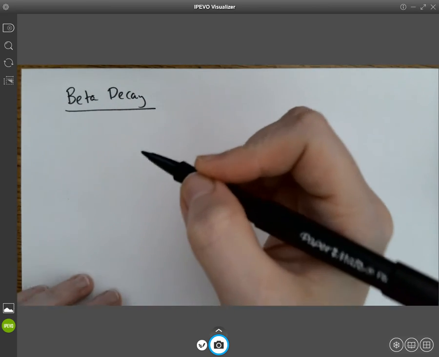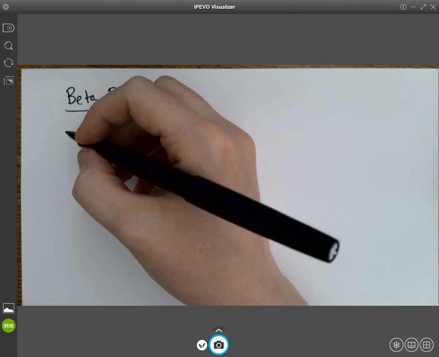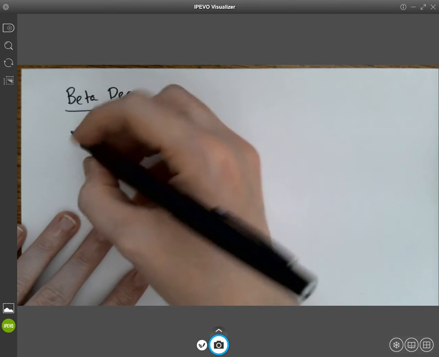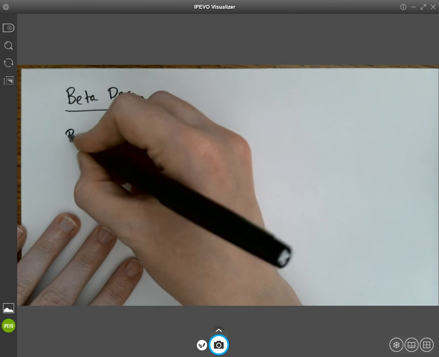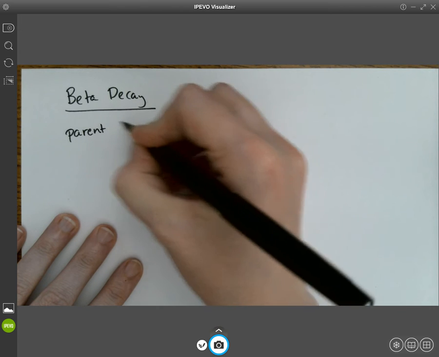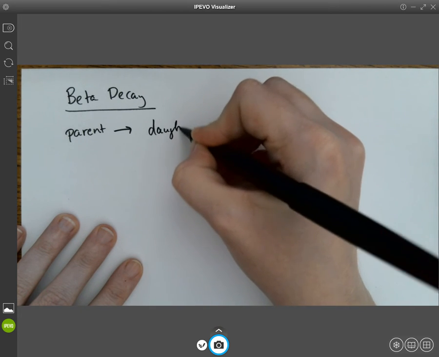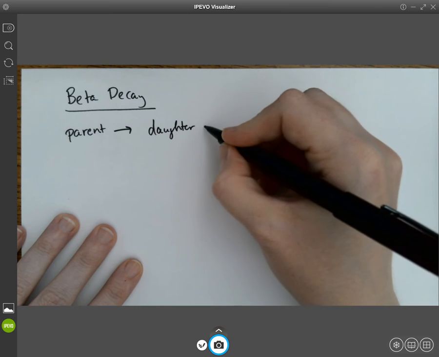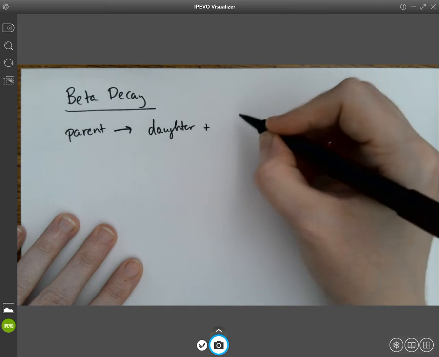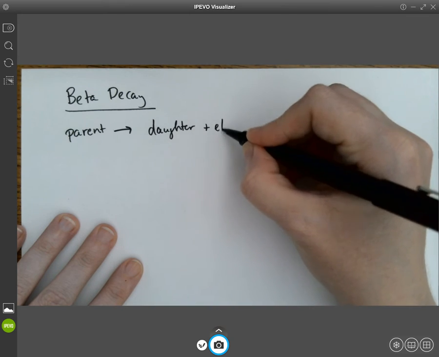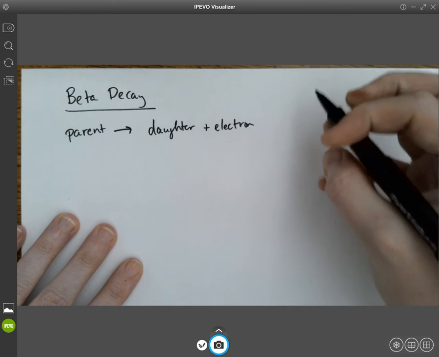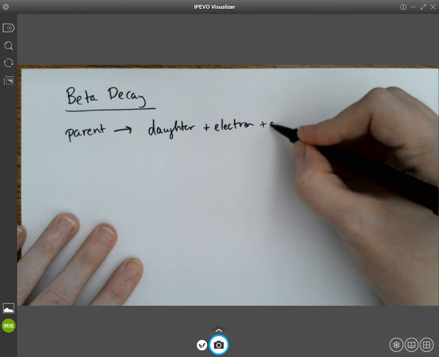Okay, so beta decay is a little bit different, but we do still have some similarities. We are still going to have our parent isotope, which will decay into our daughter. But we're also going to get an electron and something called an antineutrino.